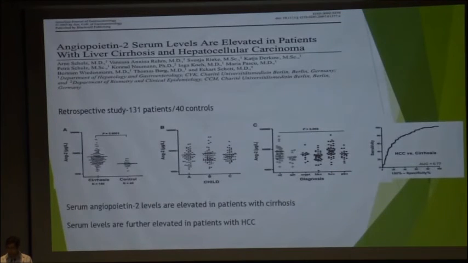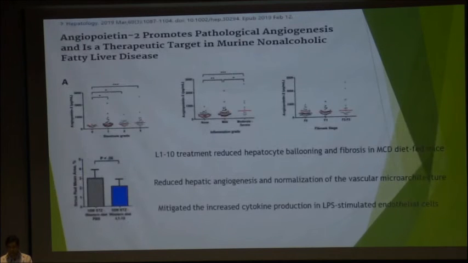So angiopoietin 2 has been studied in patients with liver cirrhosis and also hepatocellular carcinoma. This is a very old study from 2007, where they retrospectively analyzed 131 patients, and they showed that angiopoietin 2 levels were increased in patients with cirrhosis and even further increased in patients with hepatocellular carcinoma. They also showed that as the Child-Pugh status increases, there are increased levels of angiopoietin 2, thereby triggering the theory that angiopoietin can be one of the markers for liver fibrosis, namely an early marker of liver fibrosis.